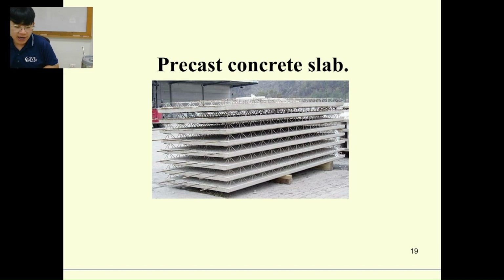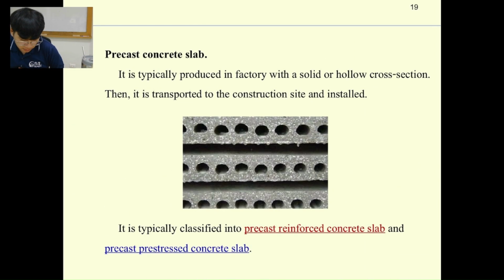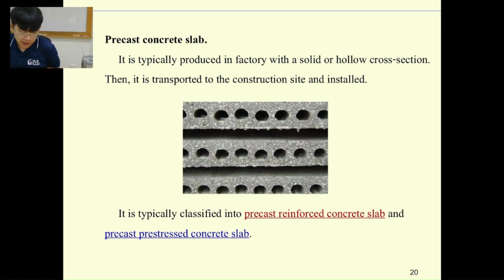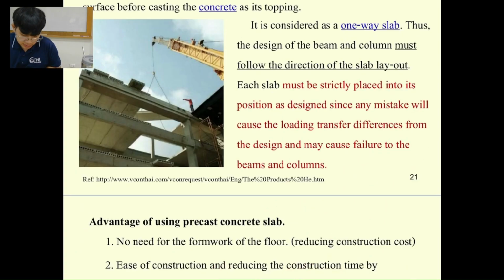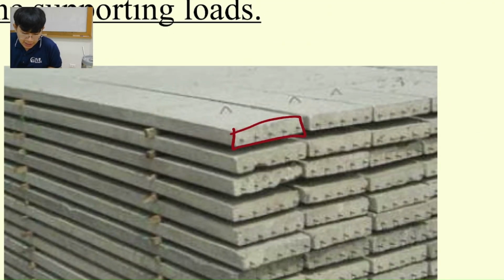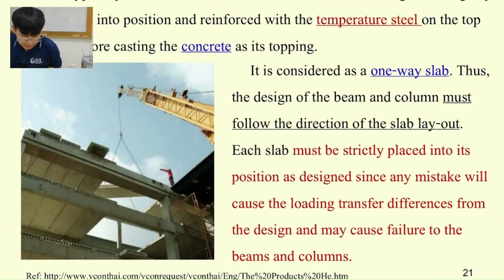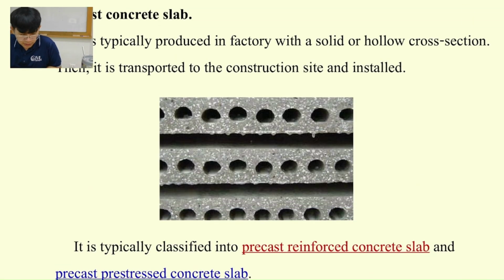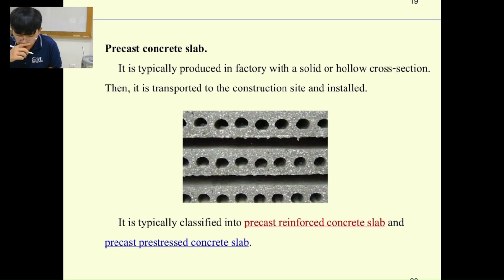Next one is going to be the precast slab. Precast slab, we have two types of precast slab. One is the solid precast slab, which has the solid section like this one. This one we call solid precast slab, and another one is the hollow precast slab. So the hollow precast slab is the one that reduces the weight. Why do we need to do this?